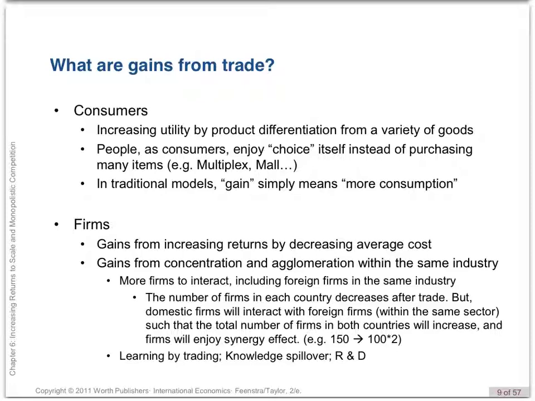So that kind of thing was never imagined before in traditional models. How can they learn from each other? Because we assume this intra-industry, same-industry trade. So they trade, they interact, and they can learn from each other. So learning by trading, and we have a knowledge spillover. And by doing so, we have more time for research and development. And that way, they can lower the price. So even though they lower the price, they still can gain more. It's good news for firms, and at the same time good news for consumers. So these are gains from concentration and agglomeration.